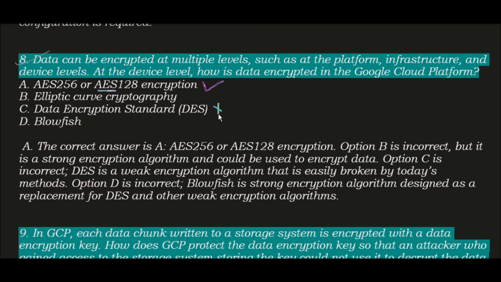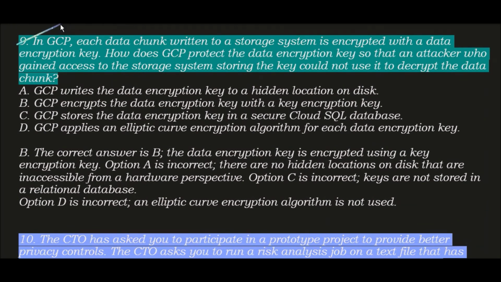Okay, now next question. In GCP, each data chunk written to a storage system is encrypted with a data encryption key. How does GCP protect the data encryption key so that an attacker who gained access to the storage system storing the key would not use it to decrypt the data chunk? Option A, GCP writes the data encryption key to a hidden location on disk, is incorrect because there are no hidden locations on disk that are inaccessible from a hardware perspective. That's why option A is discarded.